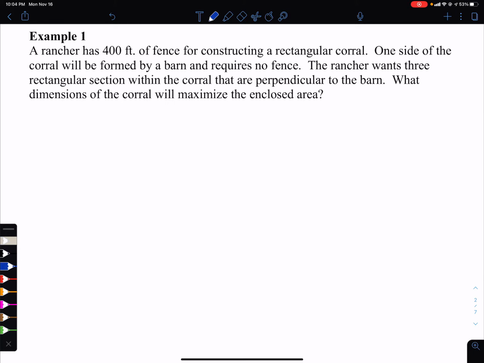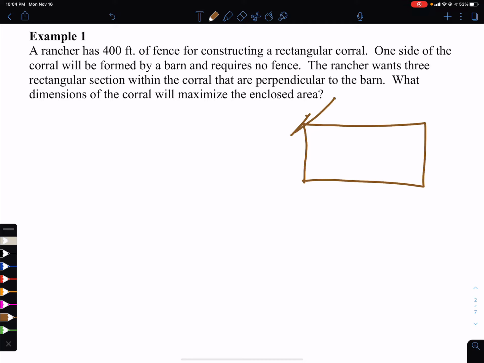So a rancher has 400 feet of fence and is making a corral for his horses. So one side of the corral will be formed by a barn and requires no fence. So we have a big barn. And then you're going to build a fence out from the barn. The rancher wants 3 rectangular sections within the corral that are perpendicular to the barn.